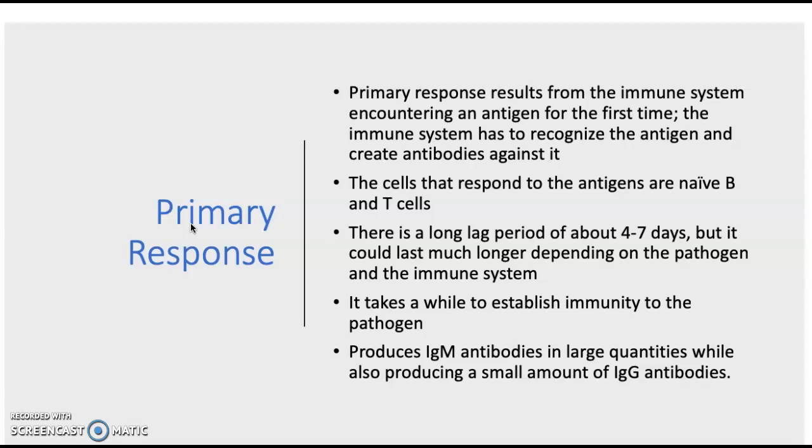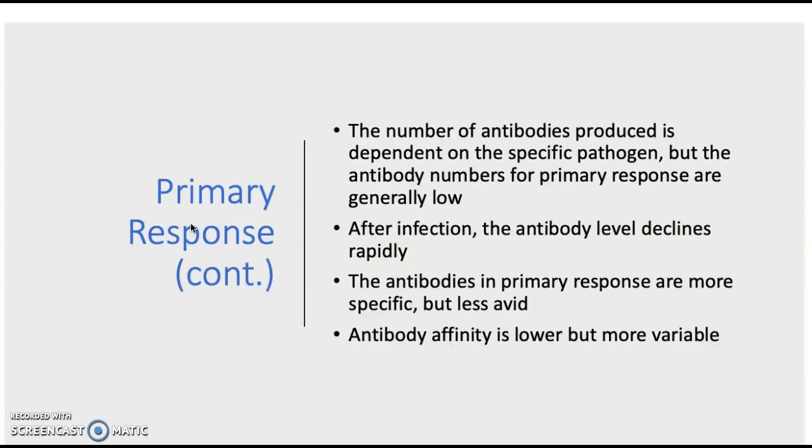In primary response, it takes a lot longer to establish immunity to the pathogen because of the things I just listed. In primary response, the antibody IgM is seen in a lot larger quantities, but there are also small amounts of IgG. Now, in the primary response, a lot less antibody is produced to fight the pathogen. And then after the infection, these antibody levels decline rapidly.